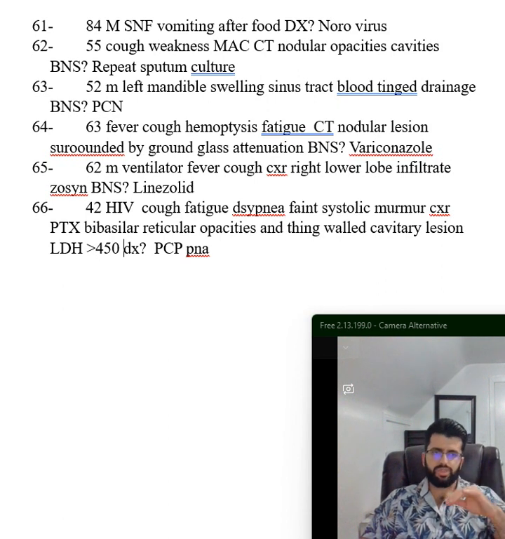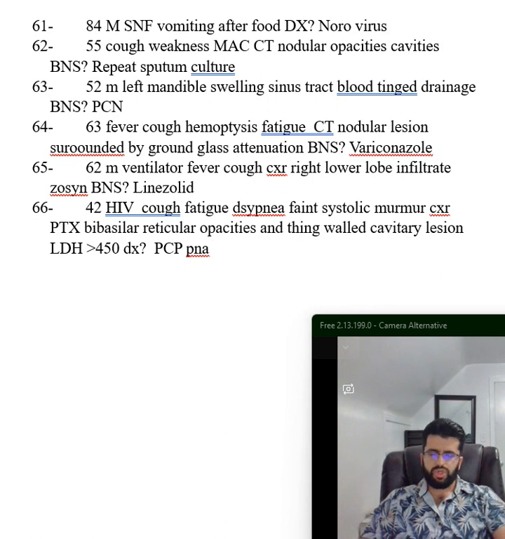Pneumonia with relative bradycardia, that's Legionella. Pneumonia with nodules surrounded by ground glass, this is Aspergillus, you know. Pneumonia with hemoptysis in an alcoholic, that's Klebsiella. Okay, so this is multiple forms of pneumonia.